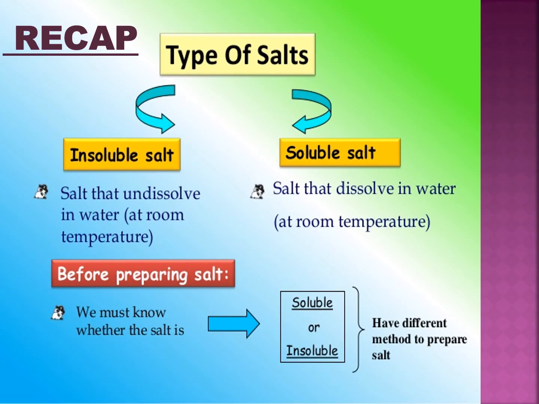Now the recap of the lesson. We know that there are two types of salts, insoluble salt and soluble salt. Insoluble salt does not dissolve in water at room temperature and soluble salt dissolves in water at room temperature. Before preparing a salt, we must know whether the salt is soluble or insoluble, and then there are different methods to prepare the salts.